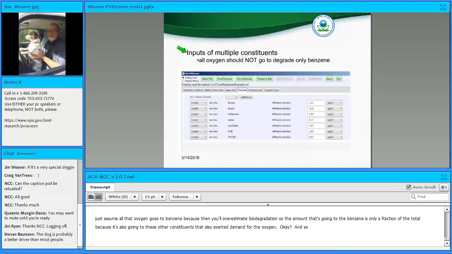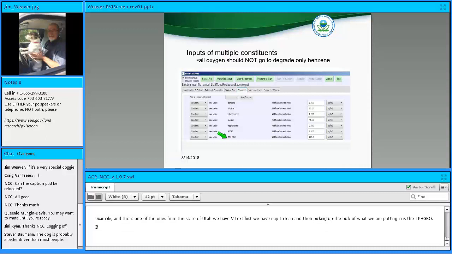Okay, and so we want to put in as much data as we have. And in this example, and this is one from the state of Utah, we have BTEX first, we have naphthalene, we have MTBE, and then picking up the bulk of what we were able to put in is the TPH GRO. If we had more data, it would be better to put in more data. So that's always a guiding principle here.